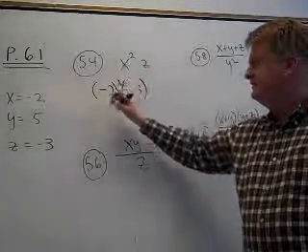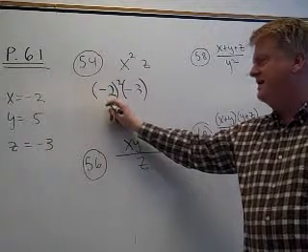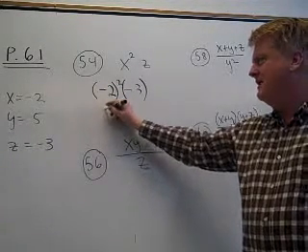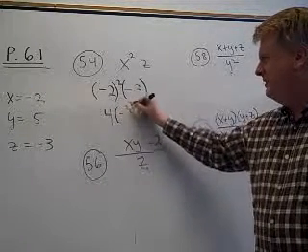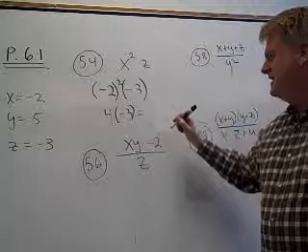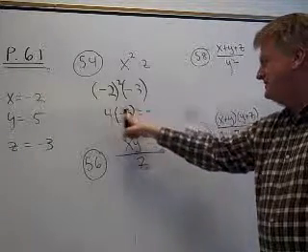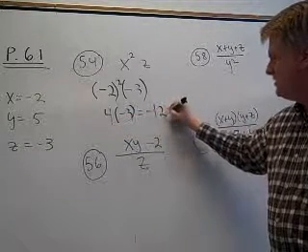So, parentheses first, -2 squared. Negative times a negative is what sign? Positive. Positive, so it's going to be +4 times -3. Positive times a negative is negative. The size of it's going to be 4 times 3, or 12.